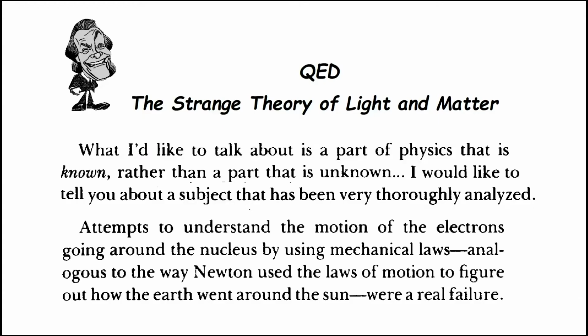Okay, this is the issue. This is what he's saying here. He says, attempts to understand the motion of electrons going around the nucleus were a real failure. Okay, we got that? Let's keep that in mind. He's telling us they don't know. And he cannot explain what you want to know. He's going to tell you what he says they've proven and know for a fact. Okay, let's find out what it is they know.